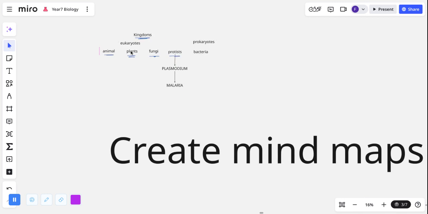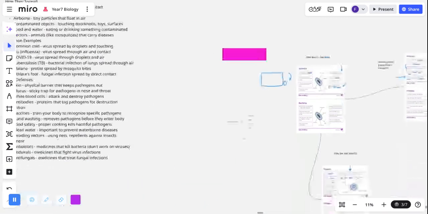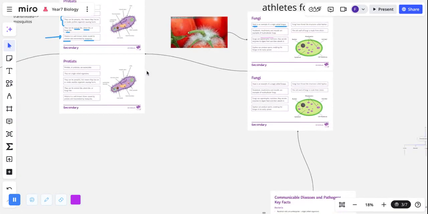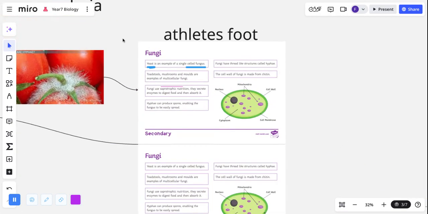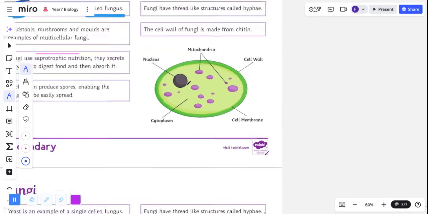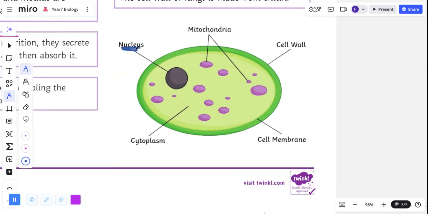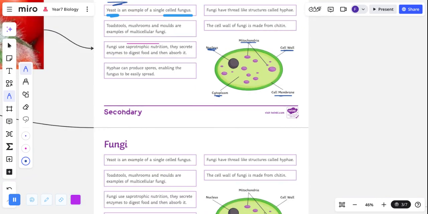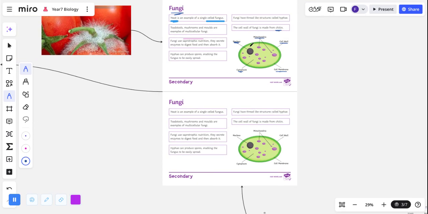Prokaryotes are very different to us. They are not eukaryotes. An easy way to recognize them is they have no nucleus. Looking very carefully at some of them, I'm going to start with athlete's foot. Athlete's foot is a disease caused by fungi. It's a fungus. When we look at a picture of yeast, you'll see a nucleus, mitochondria, cytoplasm, and cell membrane. These are present in all eukaryotes, including us. Some of them have a cell wall. Plants have a cell wall. Fungi have a cell wall. Animals do not. Cell walls for fungi are made from chitin. For plants, they're made from cellulose. But we're only looking at fungi today because we're looking at pathogens.